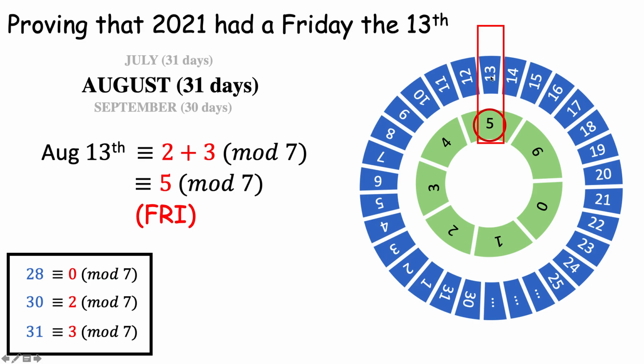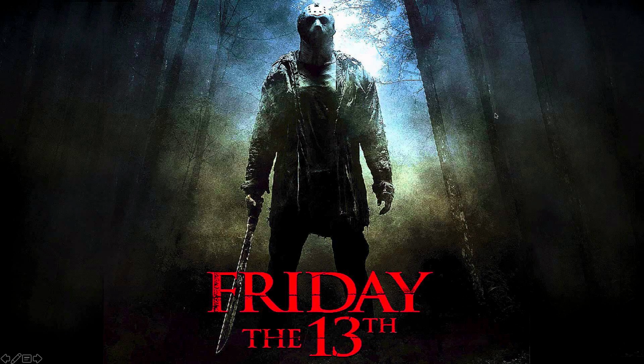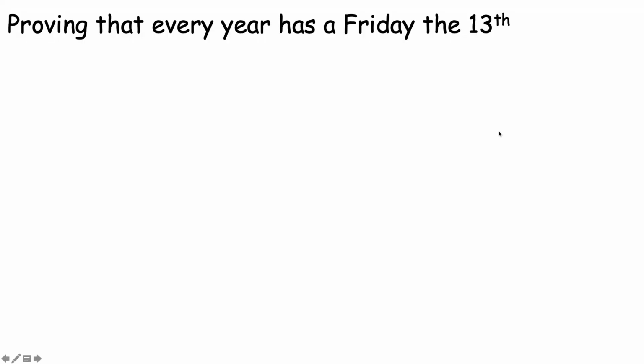And we have seen that this 13th day of the month is corresponding to the 5 of the week wheel, which is the Friday. So we have shown that 2021 indeed had a Friday the 13th. But now, how to prove this for every year?